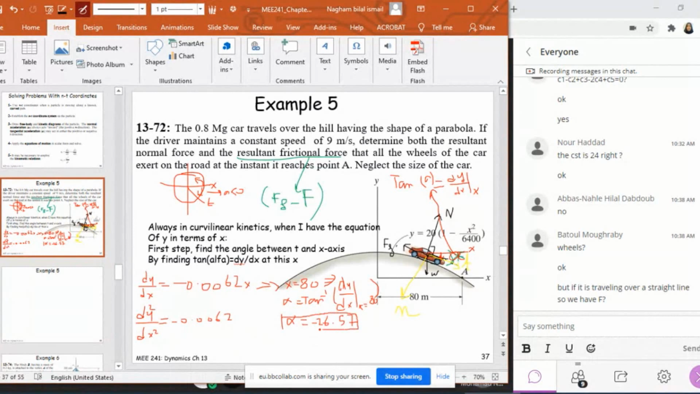Why should I use this alpha? Because if I know the angle alpha between t and the x-axis, this will be the same angle between the normal and the weight, all right? The normal is perpendicular to the tangential direction. The weight is always perpendicular to the x-axis. So this alpha, guys, will be the same, right? So the angle between the weight and the normal direction is also alpha, and this will be used in doing the projection. Okay, guys?